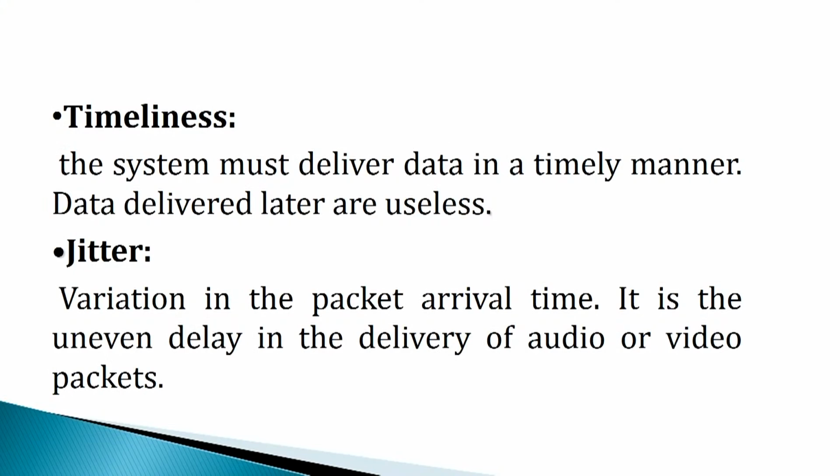Next is jitter. Jitter is the variation in the packet arrival time. It is the uneven delay in the delivery of audio or video packets. So it should not happen. There should be the least jitter in the transmission of data packets.